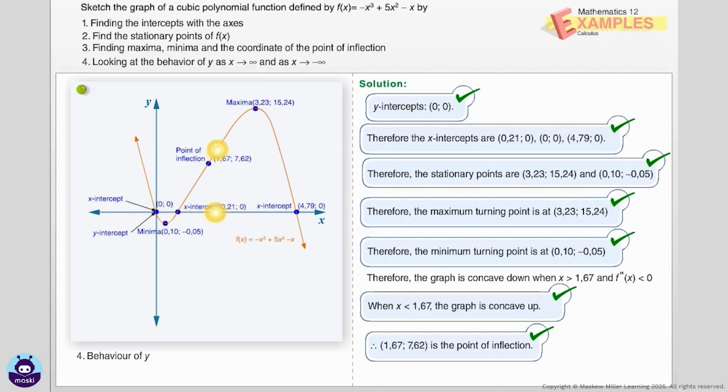From the graph, we can see that as x tends to infinity, the y value tends to negative infinity. Similarly, as x tends to negative infinity, y tends to positive infinity.